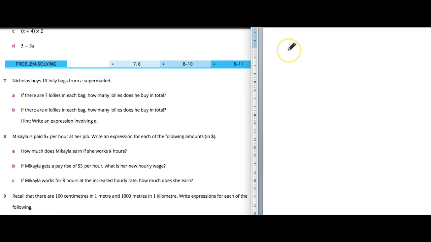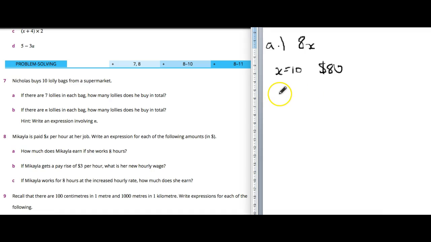All right, question 8. Michaela is paid X dollars per hour at her job. Write an expression for each of the following amounts. How much does Michaela earn if she works 8 hours? But we don't know how much she gets paid. Okay, so she's going to be paid 8x. So if she gets paid $10 an hour, we say, all right, x equals 10. That means she gets paid $80 because she's worked 8 hours.